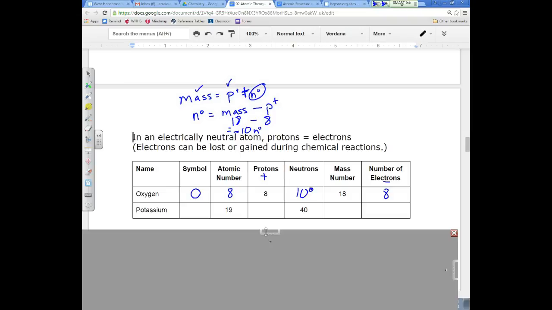And I can recheck that. My protons plus my neutrons should equal my mass number. So 8 plus 10 does equal 18.